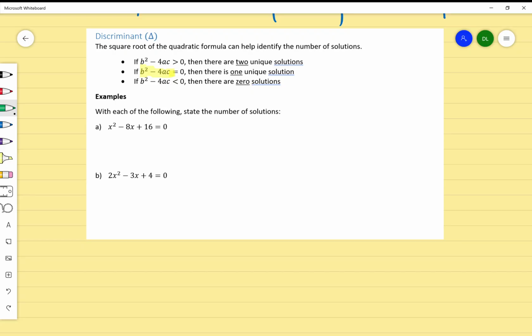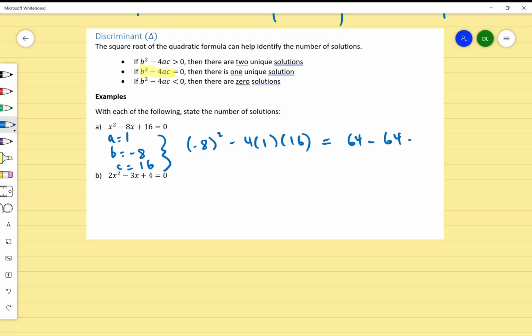So first off, what are my a, b, c values? A is 1, thank you. B? Negative 8. C? 16, good work. I'm going to substitute that into this formula that I've highlighted above. So b squared, so that's negative 8 squared, minus 4 times a, which is 1, times c, which is 16. Are we okay with that? Awesome. What's 8 squared? 64. What's 4 times 16? 64. So it equals 0.